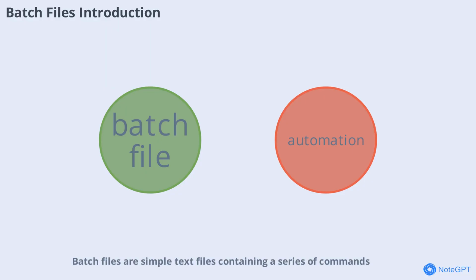Batch files are simple text files containing a series of commands. When you run a batch file, each command is executed in order. This is a great way to automate repetitive tasks like backups or file organization. To create a batch file, just write your commands in Notepad and save the file with a .bat extension. Batch files are a powerful way to extend the capabilities of Command Prompt.